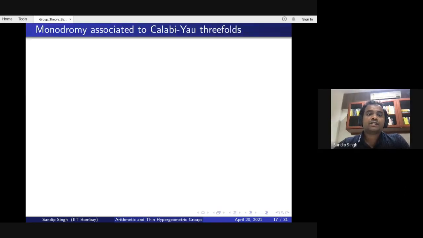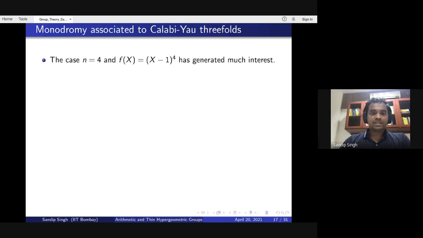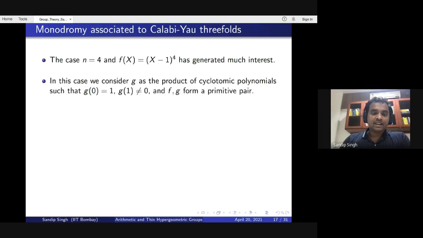So now, we discussed the monodromy associated with Calabi-Yau threefolds. Basically, it had some applications in algebraic geometry. So the case n is equal to 4 and f(x) is equal to (x minus 1) to the power 4 has generated much interest. And in this case, we consider g as the product of cyclotomic polynomials such that g(0) is 1, g(1) is non-zero, just to make sure that f and g are coprime, and f, g form a primitive pair.